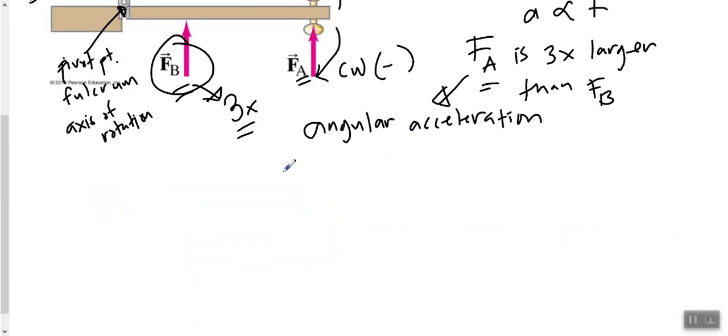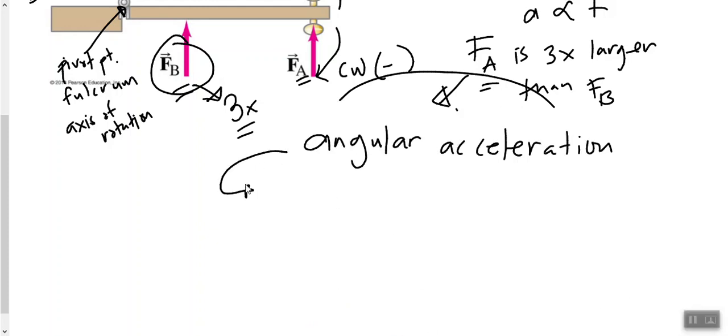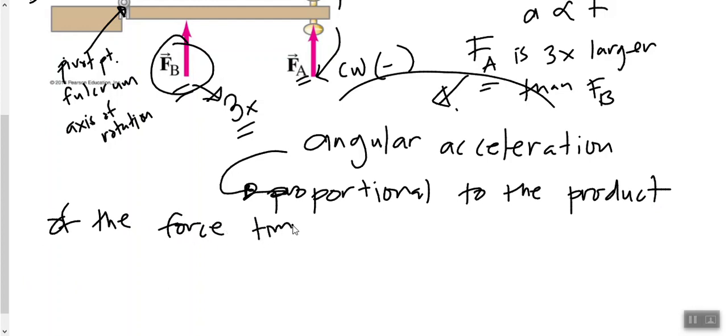So now that we know that angular acceleration is proportional, so the angular acceleration then is now proportional to the product of the force times the lever arm.